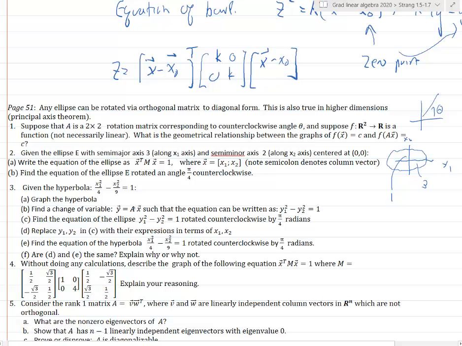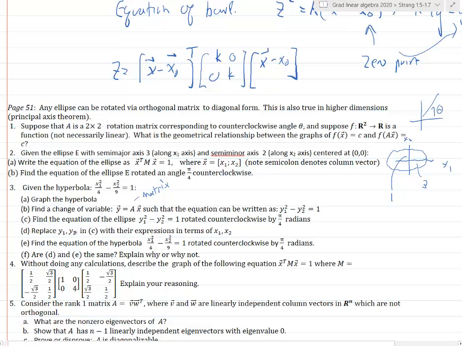Find a change of variable y equals Ax so that the equation can be written as y1 squared minus y2 squared equals 1. Here this A is a matrix, right? Okay, see if you can do that. Now find the equation of y1 squared minus y2 squared equals 1, rotated counterclockwise by pi/4 radians. This one is related to the one above. In fact, you can use the same pattern in part B to solve this part C.